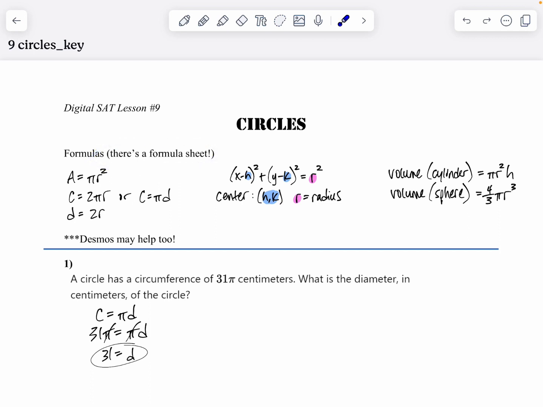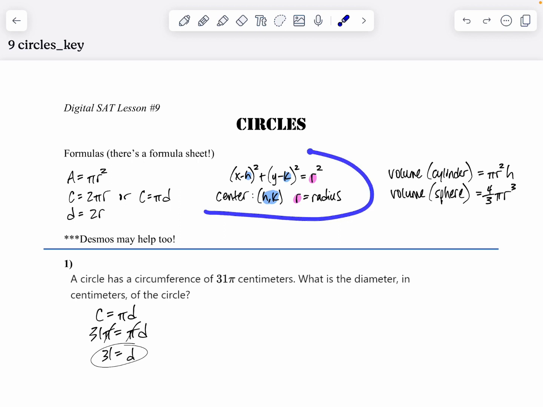You do get this formula sheet with a bunch of geometry formulas on it for the whole test. And a lot of people just forget that it's there because you don't use it that often, but I just want to remind you that it's there. And these are some formulas that I copied down for circles. We've got area, circumference. Remember that the diameter is twice the radius. This is all stuff from a long time ago, even before geometry class that you first learned this.